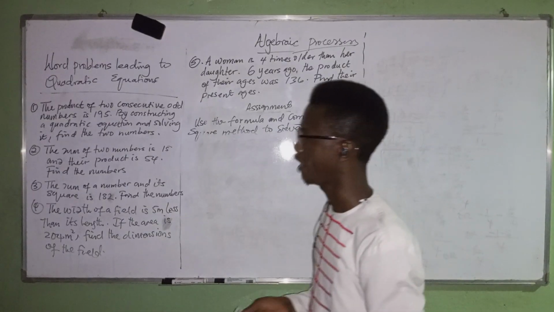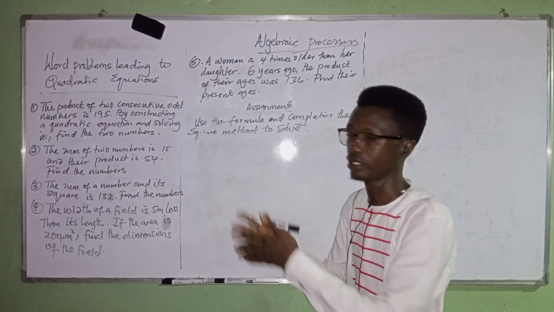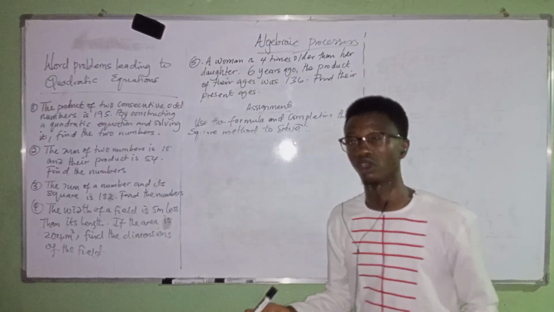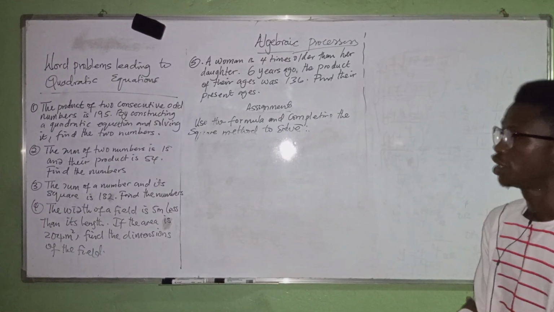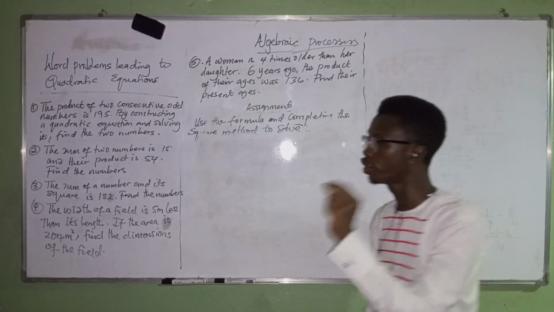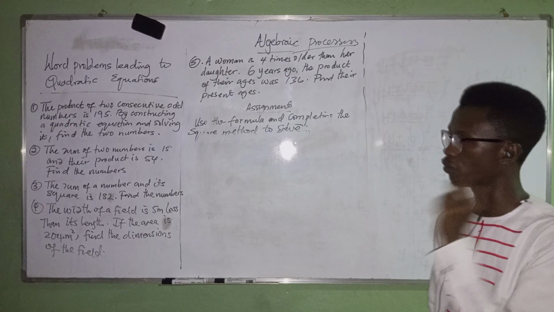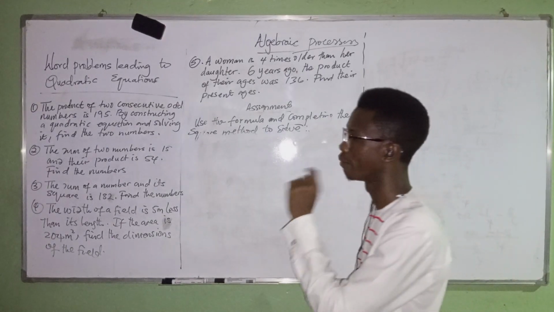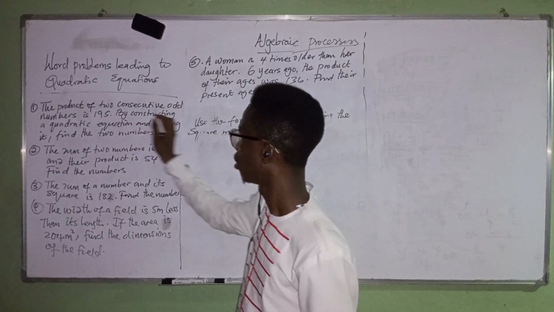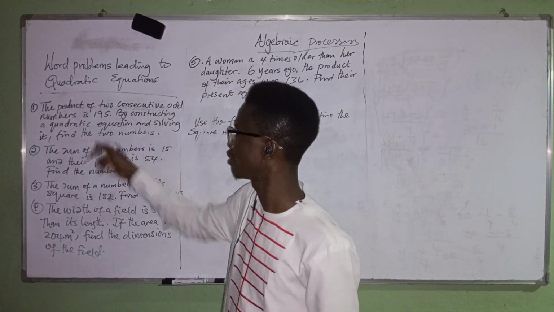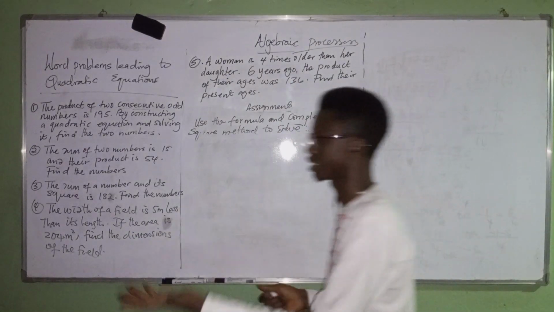So the first problem says, I'll read the questions in case you can't see them properly, even though I'm convinced you guys can see. The first problem says, the product of two consecutive odd numbers is 195. By constructing a quadratic equation and solving it, find the two numbers. So we have some key terms: product, consecutive, odd numbers as well. So we need to know first what odd numbers are.